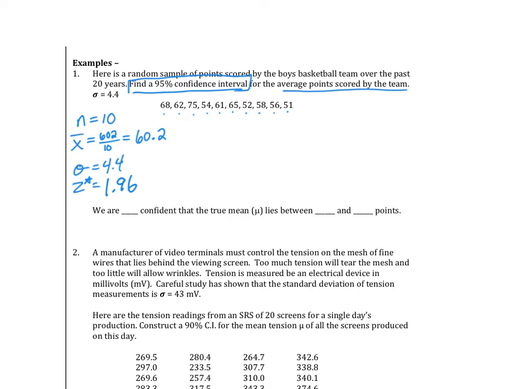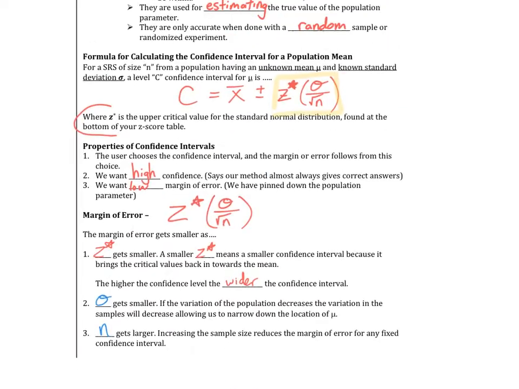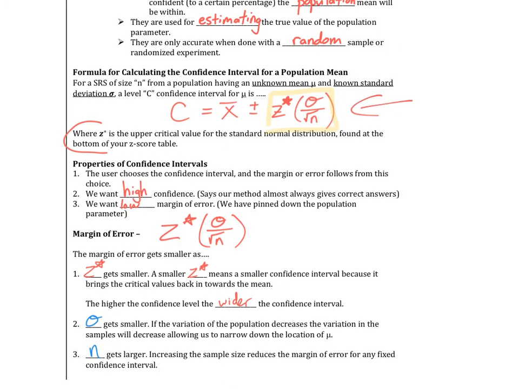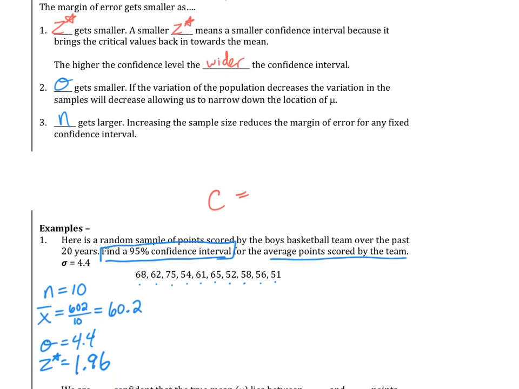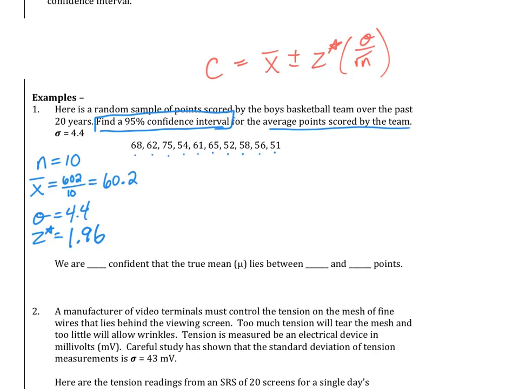So remember the equation from above? C equals, and I'm talking about this equation right here, x bar plus or minus z star, and then standard deviation divided by square root of n. So x bar plus or minus z star times sigma divided by square root of n. So that's the equation we're going to follow.